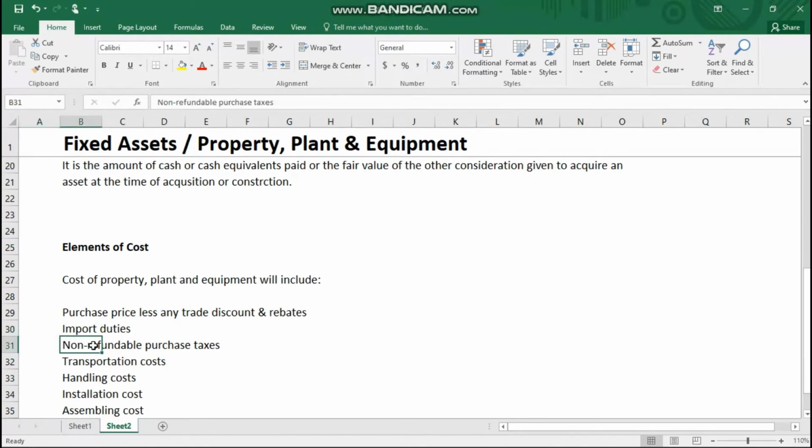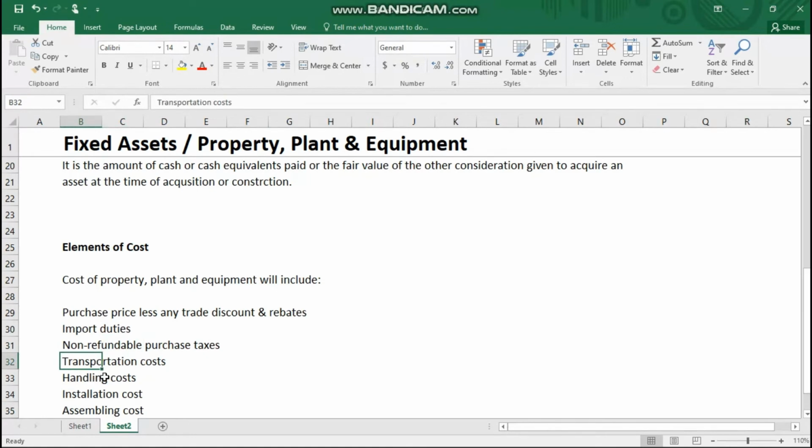Any non-refundable purchase taxes, for example, if you are importing an item of property, plant and equipment from abroad, you might be paying value added tax or sales tax at the time of import, and if that is non-refundable, you will include that in the cost of the property, plant and equipment or fixed asset. If that is refundable, then you will not include it.